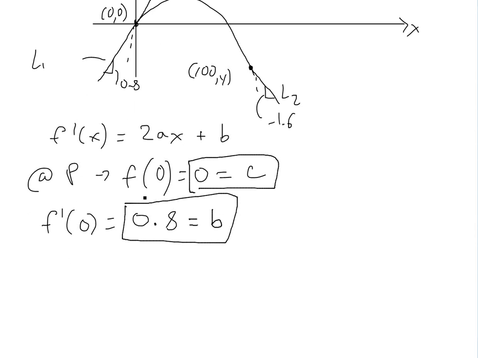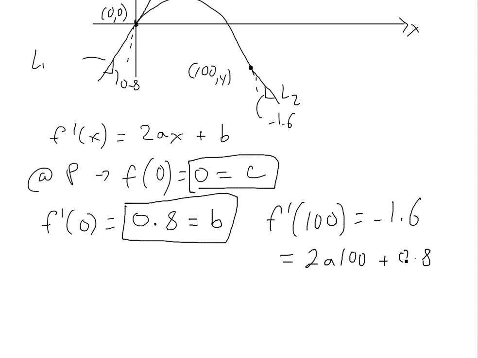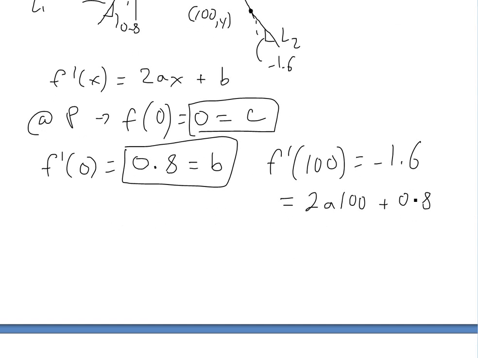And now the last condition we have is that at this point we know the derivative at 100. So f prime of 100, we're defining that as negative 1.6. If we plug this in, we get 2a times 100 plus 0.8, which is b, so plus 0.8, equals negative 1.6.